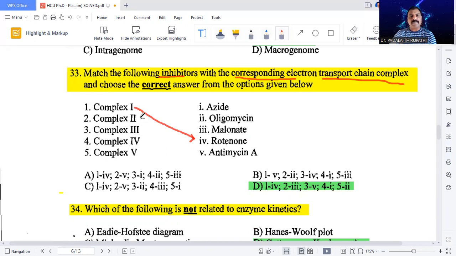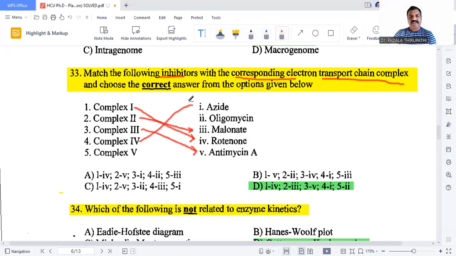And complex 2 inhibitor is malonate. And the third one, complex 3, antimycin A acts as a competitive inhibitor. And complex 4 is azide. Azide is the competitive inhibitor in the electron transport chain, complex 4.